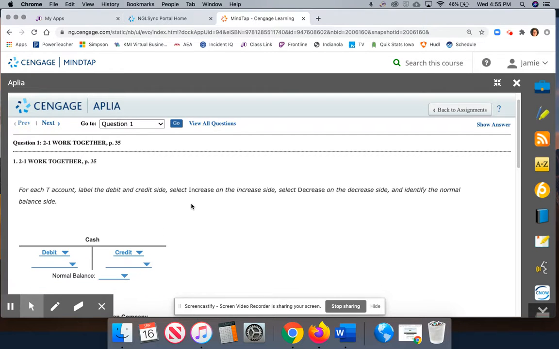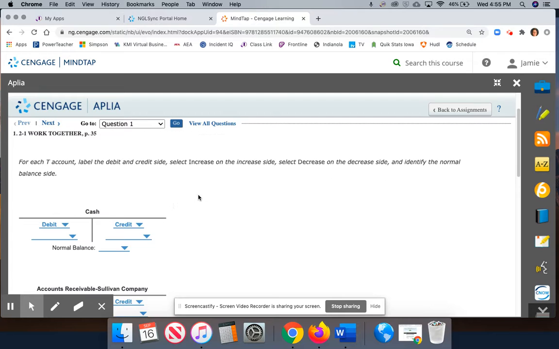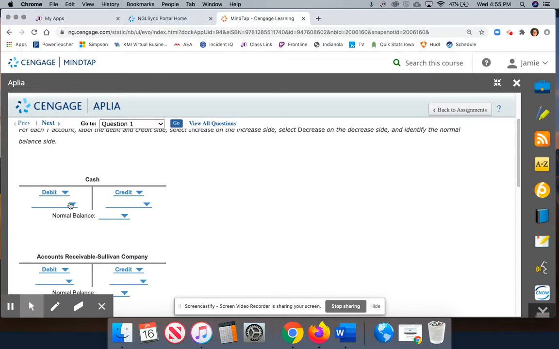The next one says to select the increase on the increase side and the decrease on the decrease side. So in order to do that, you have to know, is the account an asset, a liability, or an owner's equity? You have to have that first, and then you could tell what side it increases on and what side it decreases on. So cash, we know that's our favorite asset. So cash is an asset. It's on the left side of the accounting equation.